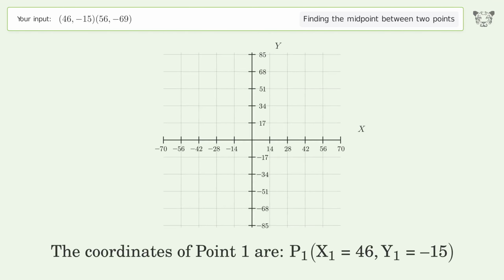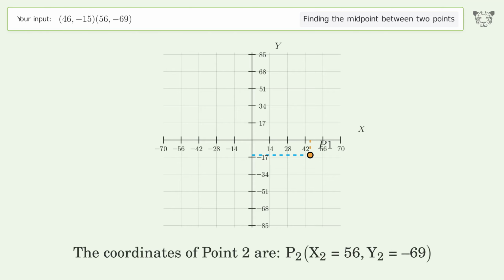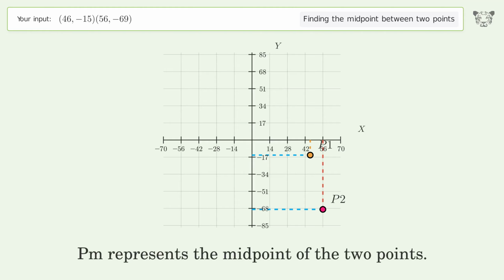The coordinates of point 1 are x1 equals 46, y1 equals negative 15. The coordinates of point 2 are x2 equals 56, y2 equals negative 69. PM represents the midpoint of the 2 points.